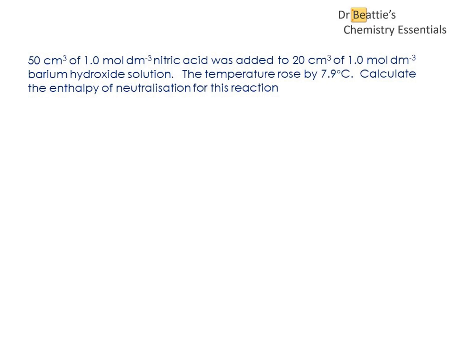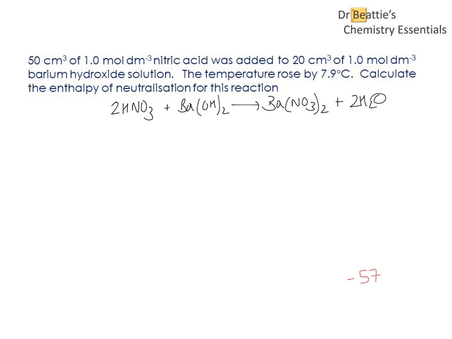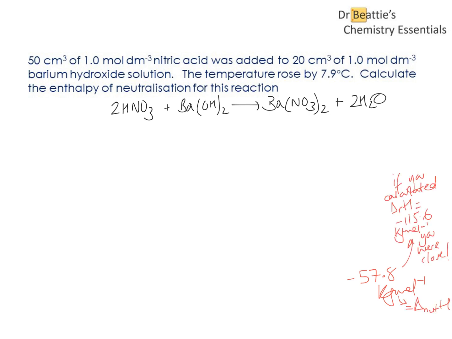Okay, so here's the balanced symbol equation. So you've got 2 moles of nitric acid reacting with every 1 mole of barium hydroxide. Pause the video now if, with this balanced symbol equation, you want to have a go at the actual question. Okay, so if you got the answer of minus 57.8 kilojoules per mole, then you've used the correct information and the correct strategy. If you didn't, don't worry, we're going to go through it step by step.